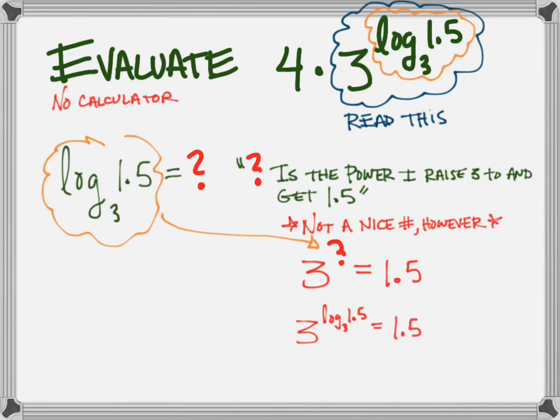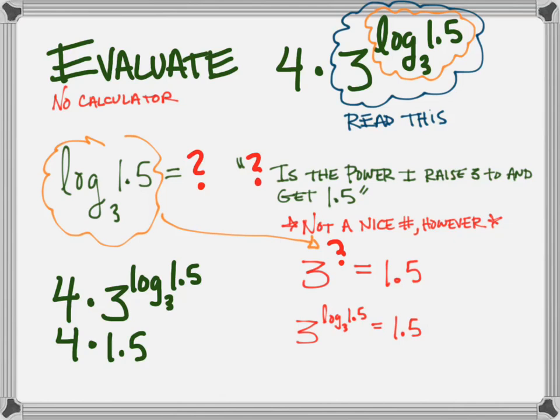So again, we can make it look confusing, but if we read through it, it won't be too bad. So that piece there is 4 times 1.5, which is going to be 6. So our final answer is 6. We don't need a calculator to figure it out.